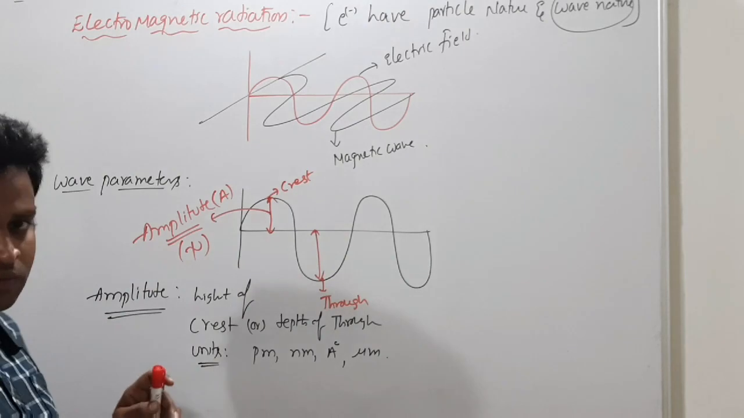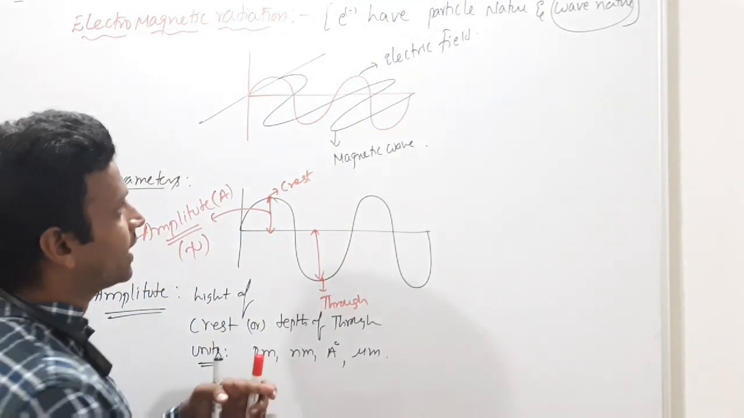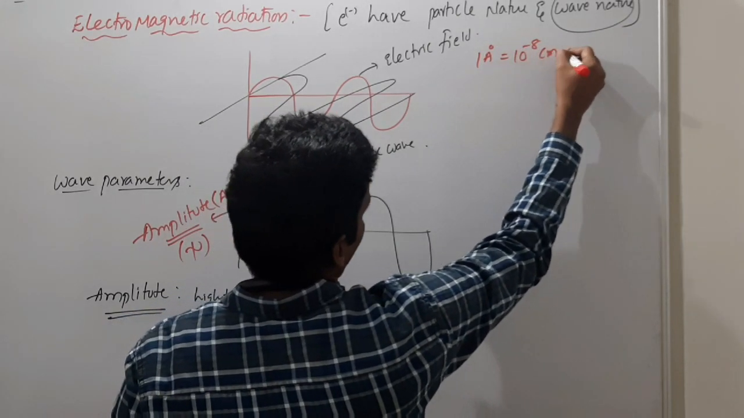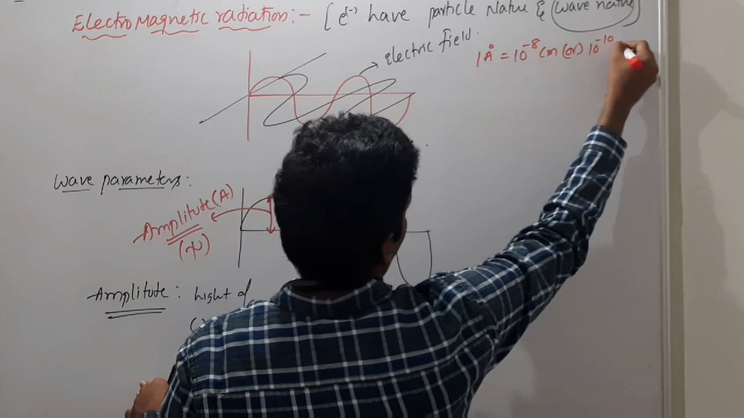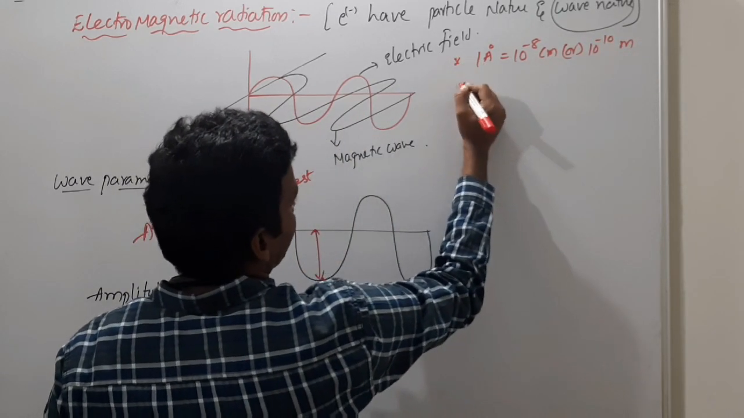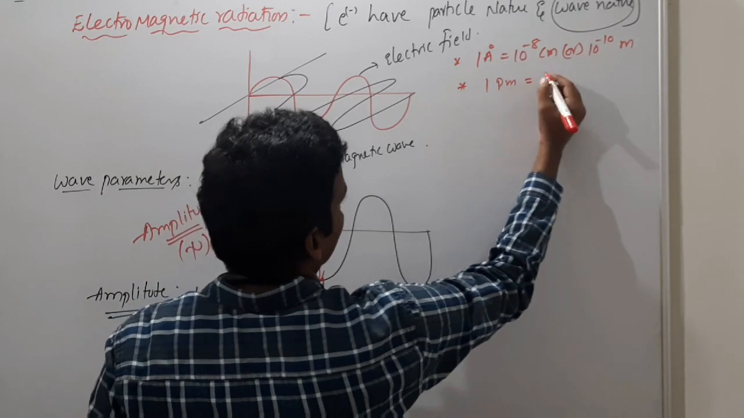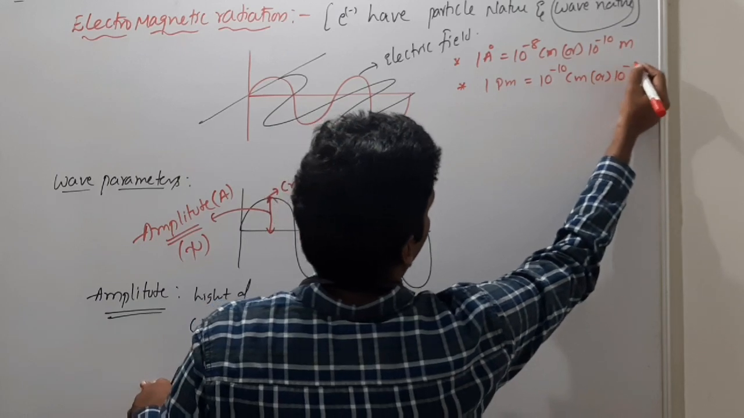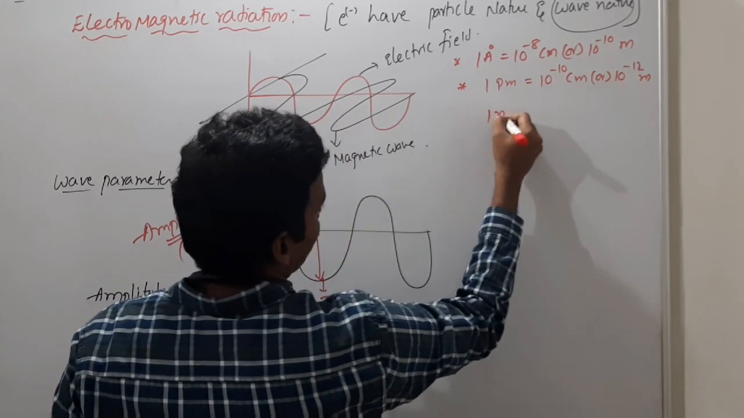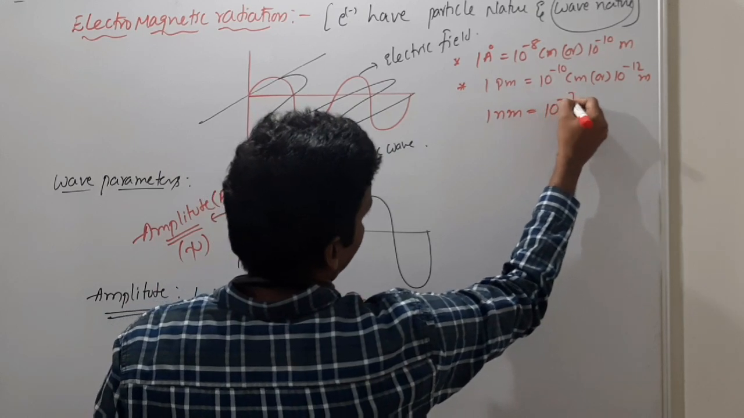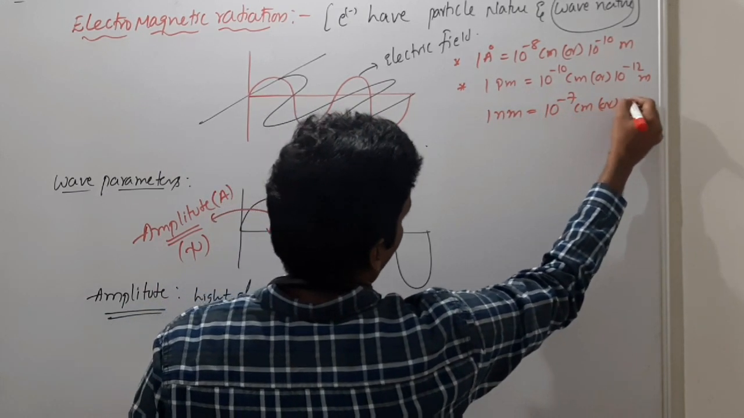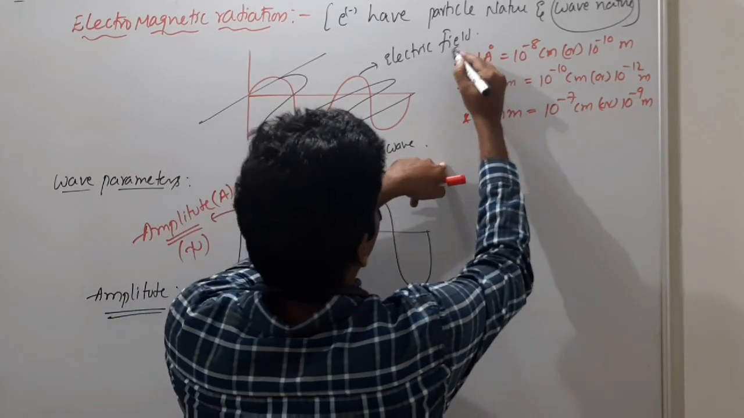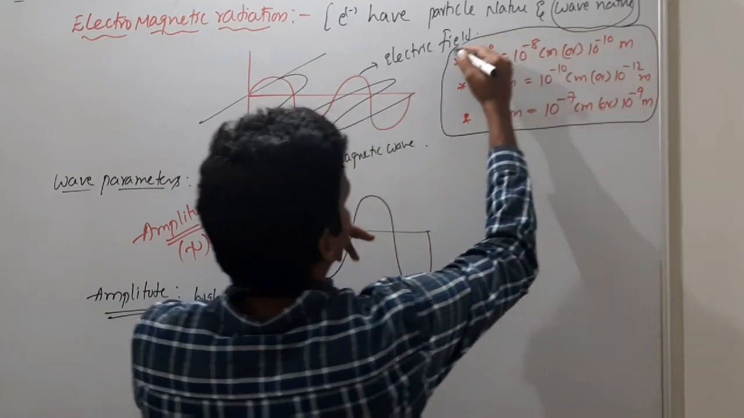These we will use. Centimeters you can use, but you know that actually 1 angstrom is how much? 1 angstrom is 10 power minus 8 centimeter or 10 power minus 10 meters. Next, 1 picometer means 10 power minus 10 centimeter or 10 power minus 12 meters. And 1 nanometer means 10 power minus 7 centimeter or 10 power minus 9 meters. So these three things. Micrometer means 10 power minus 9 centimeter, like that.